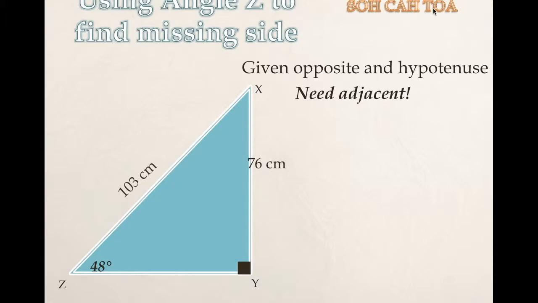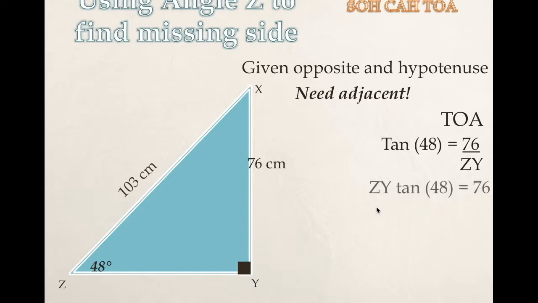So looking at my SOHCAHTOA, I could use CAH or I could use TOA because I need that A. Using SOH would be useless for me because it won't solve for my A. Using TOA, if I do the tan of this 48 degrees and say that it's equal to the opposite 76 over this unknown adjacent side and I cross multiply, I get that my ZY is approximately 68.43 centimeters.